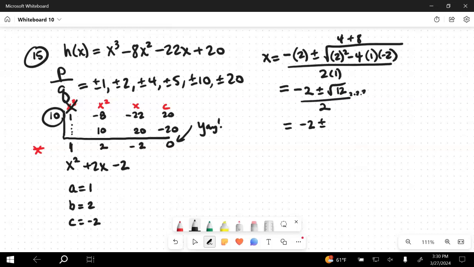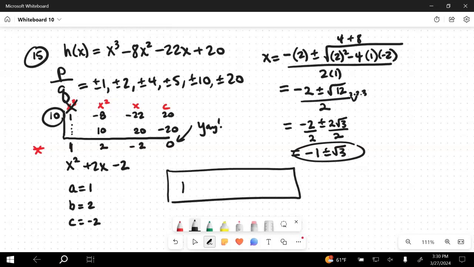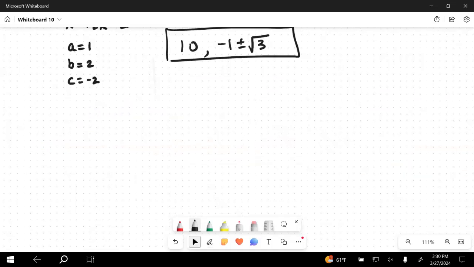12 has a prime factorization. I'm not going to show factor trees anymore. We're far enough along that we should be able to do those. The pair of 2's will come out, and it's going to leave the 3 inside. Now, instead of making a complex fraction, I make 2 smaller fractions. So I end up with negative 1 plus or minus the square root of 3 as our final 2 zeros. So in our master list, we have a 10 and negative 1 plus or minus the square root of 3. Let's look at number 16.